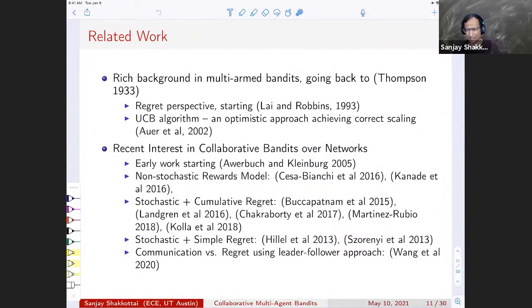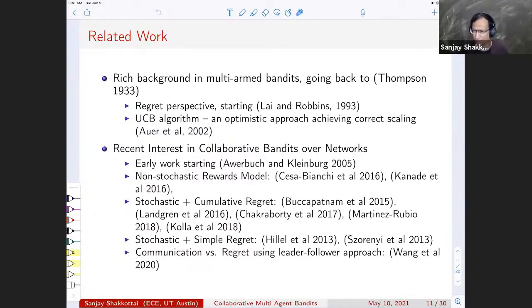Before I get into the algorithm we have been working on, I want to go through the related work for a few minutes. As I alluded several times, there's a very rich background in multi-armed bandits going back to Thompson in the 1930s. The regret perspective, starting from Lai and Robbins, again has a huge literature following from that. One landmark along this road was the UCB algorithm, which introduces the principle of optimism and achieves the correct regret scaling. In fact, you can even achieve the right constant using something called KL-UCB, but I'm not going to focus on that here.